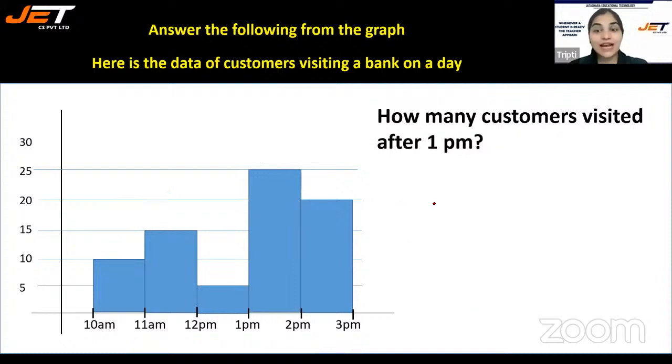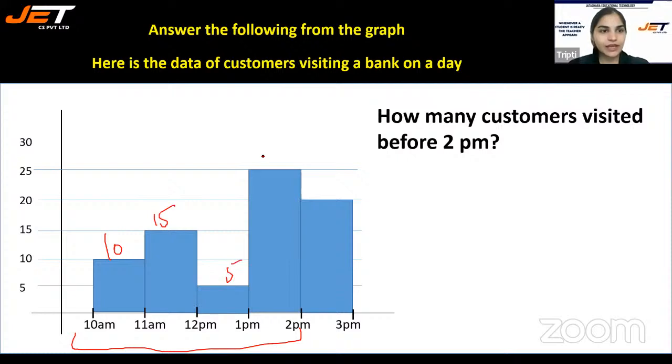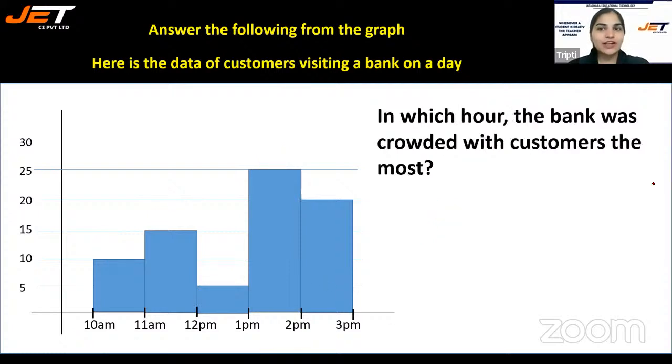How many customers visited after 1 p.m.? After 1 p.m., so 25 plus 20, which is 45. How many customers visited before 2 p.m.? So you need to add all these. 10 plus 15 plus 5 and 25. So 10 plus 15 is 25. 25 plus 25 is 50 plus 5, 55. My God, 55 again.